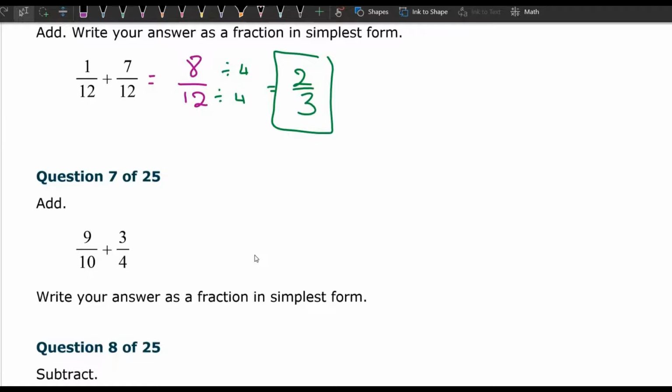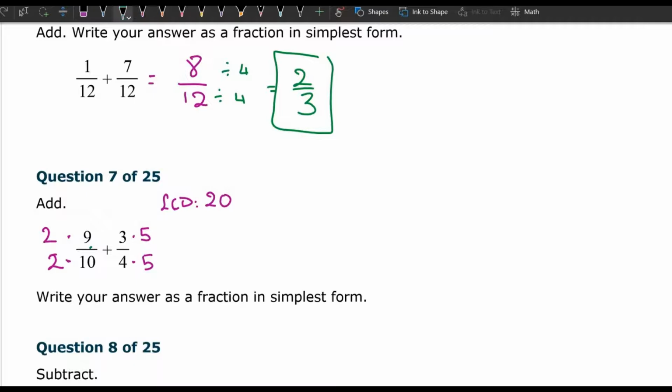To add fractions with different denominators, you need to find the LCD, the least common denominator. The LCD here is 20, okay? Because 20 can be divided by 10 and 20 can also be divided by 4. And that is the first common multiple of both 10 and 4. So this one you're going to multiply by 2 on both sides, and this one you're going to multiply by 5 to get the denominator of 20.